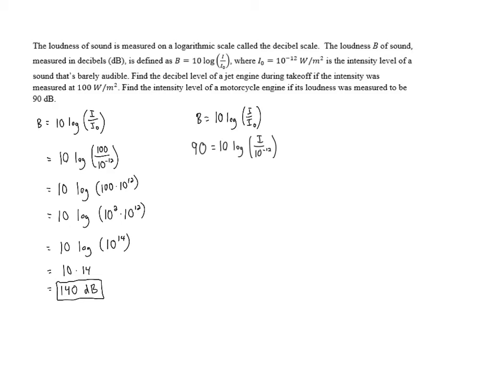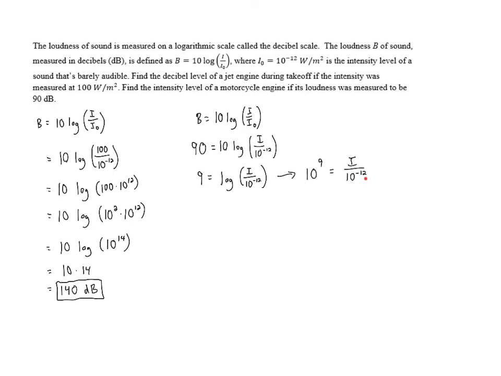Now, because we want to solve for a variable inside a logarithm, we're going to want to get the logarithm alone first, and then we can write it in exponential form to solve for our variable. So first, we want to get rid of this 10. If we divide both sides by 10, that gives us 9 equals log of I over 10 to the negative 12th. And now that we've isolated the logarithm, we can rearrange this and write it in exponential form. This is going to be 10 to the 9th power equals I over 10 to the negative 12th.